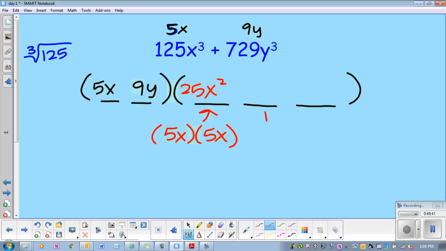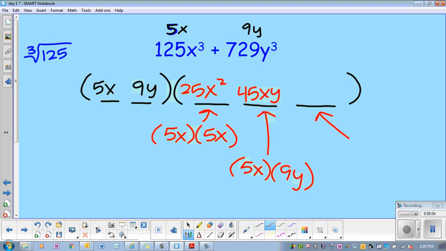And then in the middle, you have to take these two that you found and multiply them together. But isn't that not possible because of the... No, you can multiply them. What's 5 times 9? 45? xy. Right?